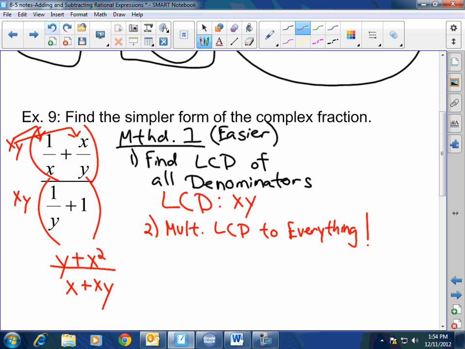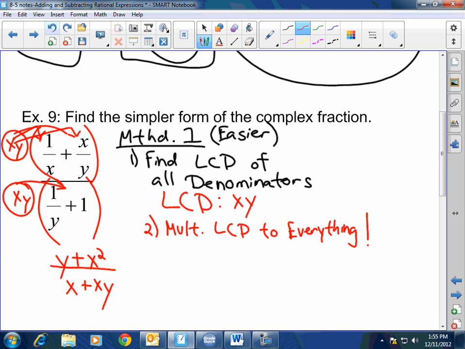This is a distributive property, because I'm multiplying that to everything in the numerator and everything in the denominator. Look, guys, this would have been xy over x. The x's cancel, so I'm left with y. Xy times x is x squared y, but divided by y, the y's cancel, I'm left with x squared.